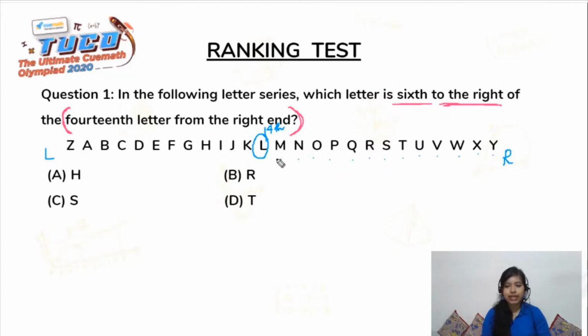From this 14th letter, I'm supposed to find the letter which is 6th to the right of it. So to sit to the right of it, in which direction would I be going? I would be going in this direction. Okay. So when I go in this direction, let's check. 1, 2, 3, 4, 5, 6, right? So hence we see that R is nothing but the 6th letter to the right of the 14th letter from the right end.